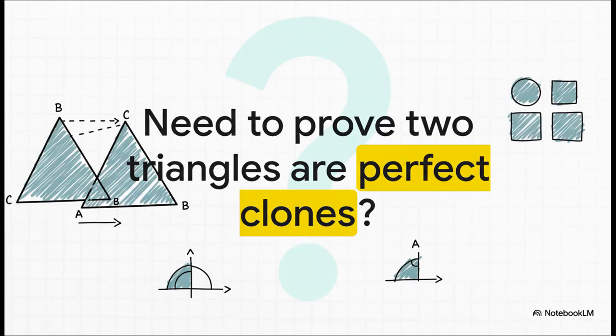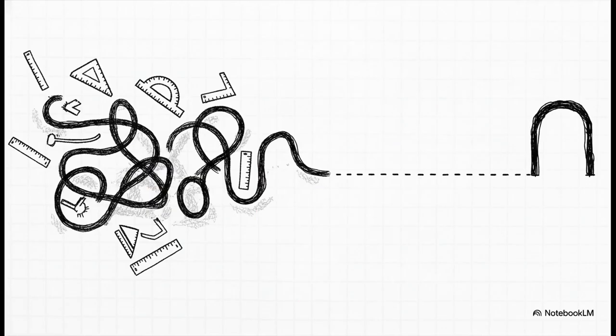So picture this. You've got two triangles sitting in front of you. They look identical, but in math, looks like just doesn't cut it, right? You have to prove they're congruent, that they're perfect clones of each other. So how on earth do you do that without measuring every single side and angle?